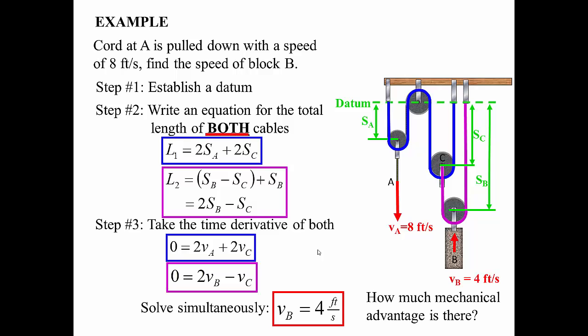How much mechanical advantage is there in this problem? Again, we have a 2 to 1 mechanical advantage and a 1 to 2 speed disadvantage. Velocity of B is 4, velocity of A is 8.